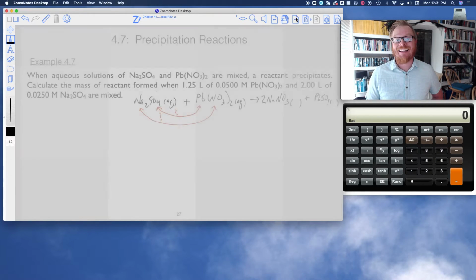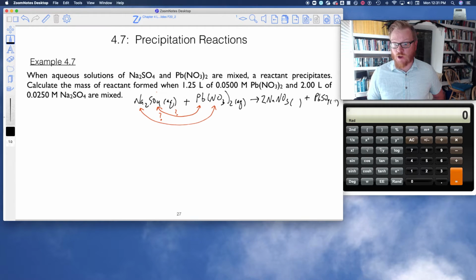That means it's insoluble, and insoluble means this is the solid, and the sodium nitrate are the spectator ions. So this is the product that we're interested in. And now the problem tells me, calculate the mass of precipitate formed: how many grams of the lead sulfate when 1.25 liters of a 0.05 molar lead nitrate solution and 2 liters of a 0.025 molar sodium sulfate solution are mixed. This is how I know that this is a limiting reagent, because I've been given amounts of both reactants.